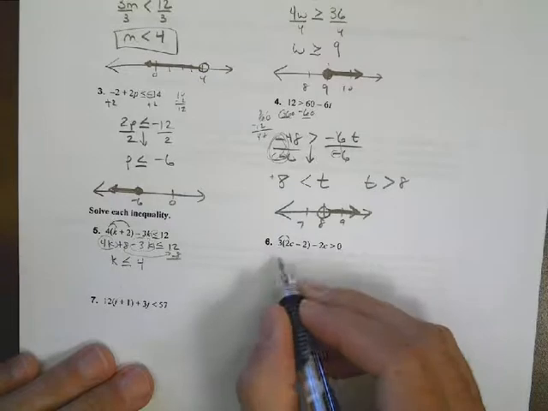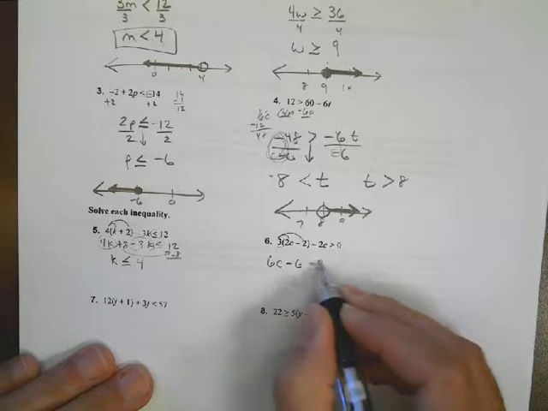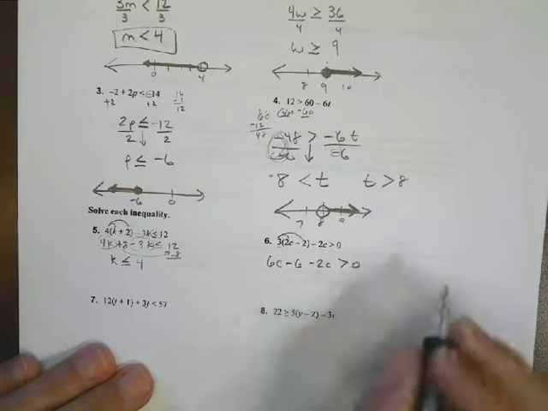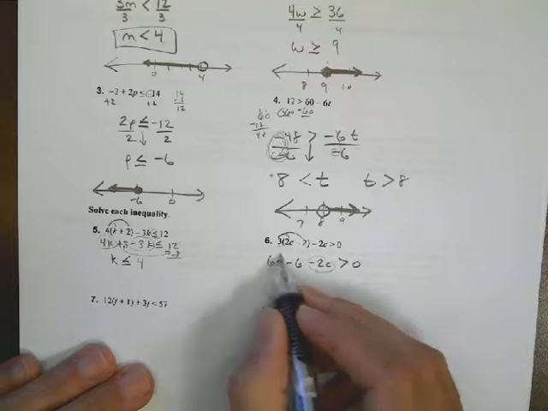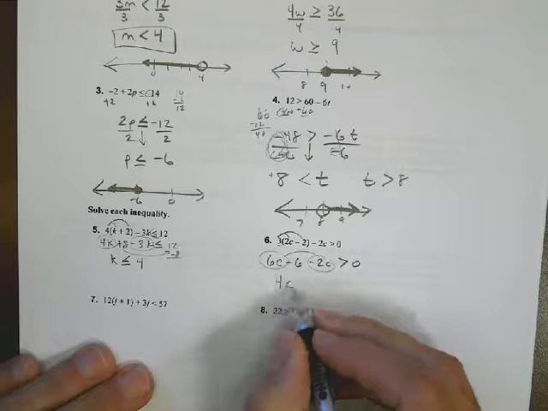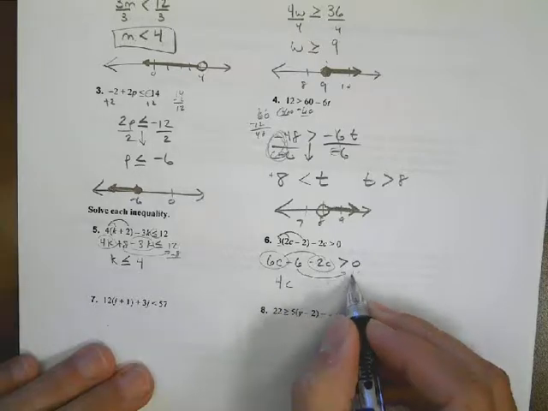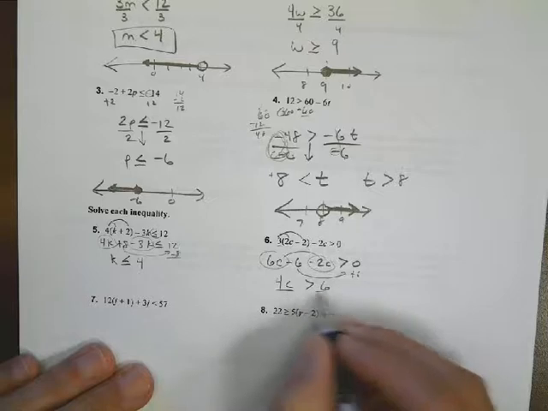Number 6. Distribute. 3 times 2 is 6c. 3 times negative 2 is negative 6. And I have a negative 2c is less than 0. I'm going to go ahead and combine like terms. So here's a negative 2 and a positive 6. Those will combine to give me a 4c. And if I add the 6 over to here, 4c is greater than 6.